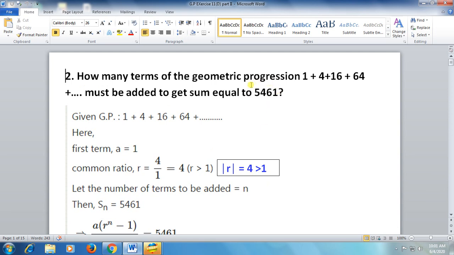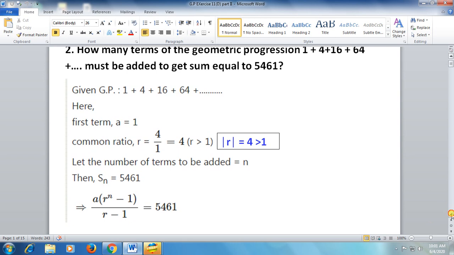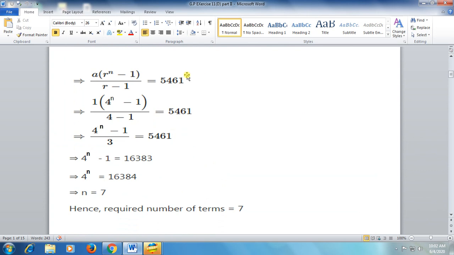The sum of n terms is given as 5461. So consider Sn is equal to 5461. As r is greater than 1, consider the formula Sn is equal to a into r to the power of n minus 1 by r minus 1. Substitute the value of a as 1, r as 4 and Sn as 5461, and in the place of n, keep it as n itself. So 4 minus 1 will lead to 3, just cross multiply.